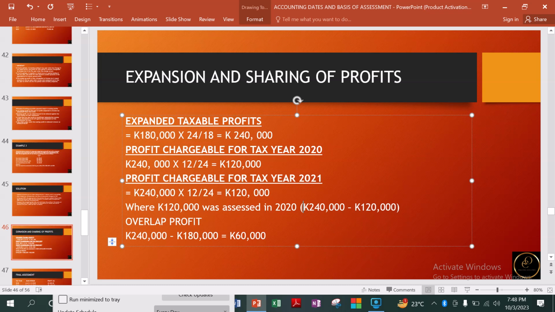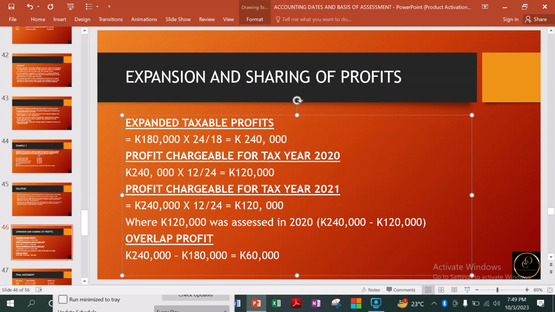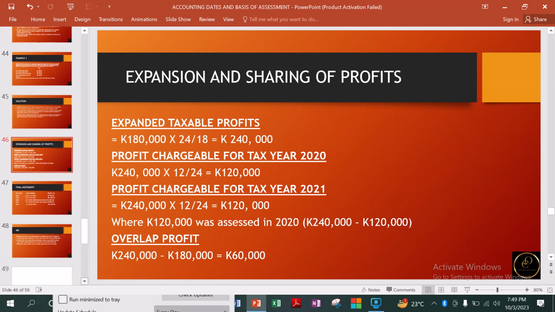When you have scaled up the profit, you have to find the difference between the scaled up amount and the actual amount. The difference is going to be the overall profit. The overall profit in this case is 60,000. That is the overlap profit. Okay, so let's move on to see how this plays out.